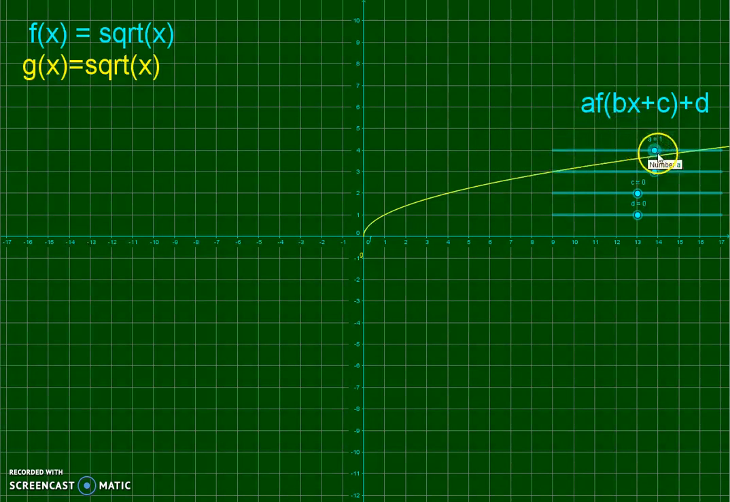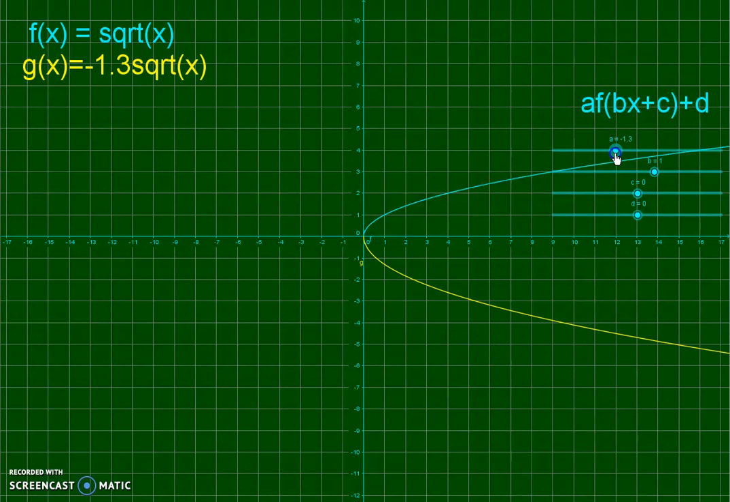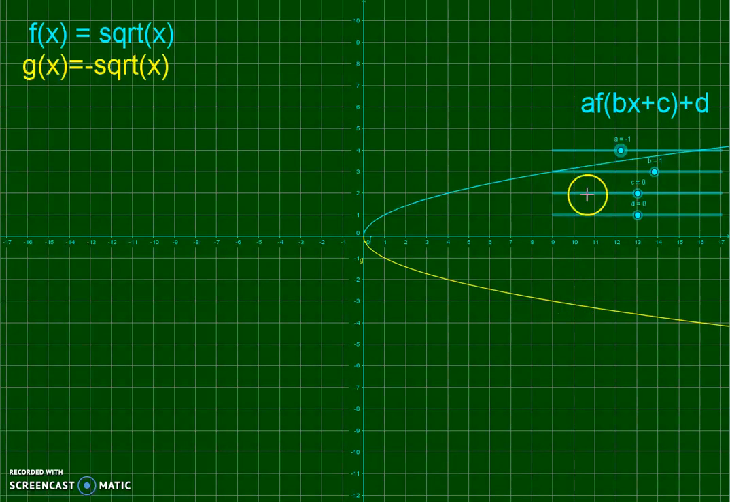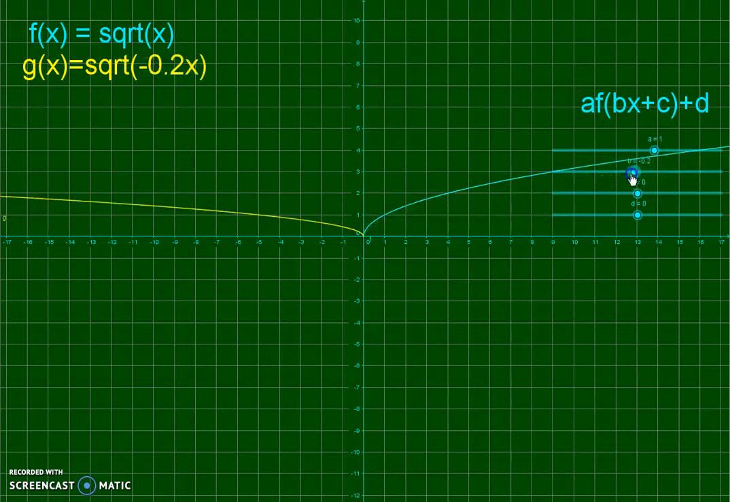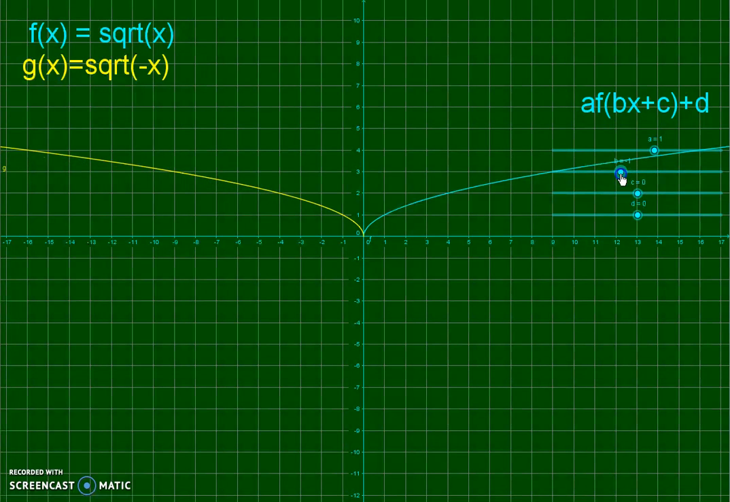So to change the sign, we take the a and go from 1 to -1, and we can see that it's flipped across the x-axis. Likewise, if we do the same thing with the b value, let's bring this back to 1, and we change that to -1, and you can see it's flipped across the y-axis.